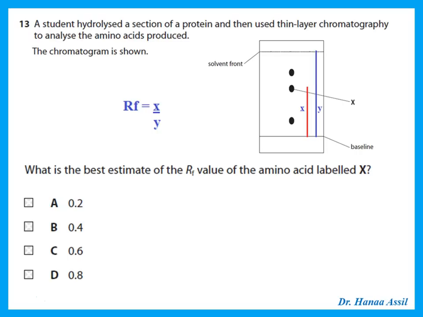Now, looking at it, what do you think the answer would be without even measuring? You should notice that the spot we're looking at, which is X, is above half of the chromatogram. So estimating it, that would be 0.6. It's not 0.8. 0.8 would be the one that is nearer to the solvent front, and it's not 0.2. 0.2 would be the one that is nearer to the baseline. So if the spot is above half of the chromatogram, the Rf value would be about 0.6.